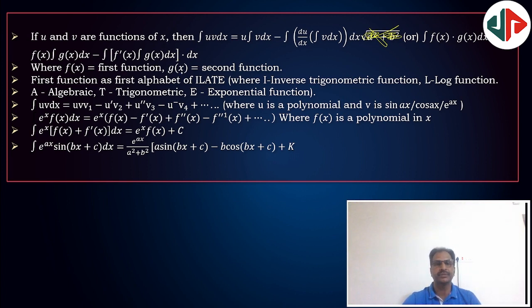Here u is known as the first function, v is known as the second function. The first function is chosen by the first letter of ILATE. I stands for inverse functions, L for logarithmic, A for algebraic, T for trigonometric, E for exponential. So, whichever letter comes first should be taken as f of x, and the other one should be taken as v.